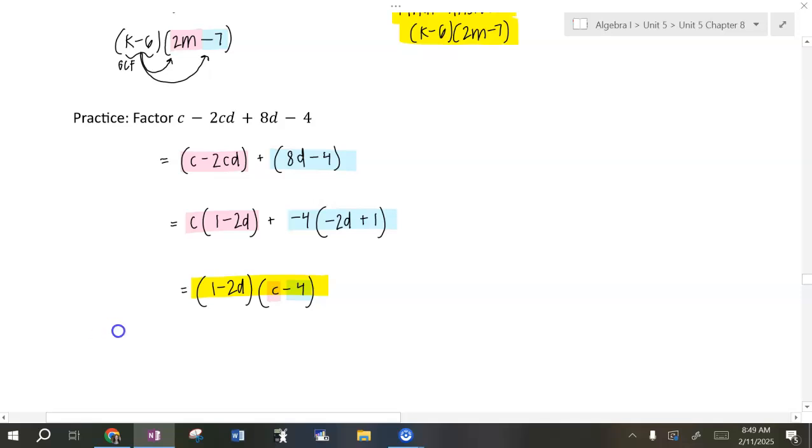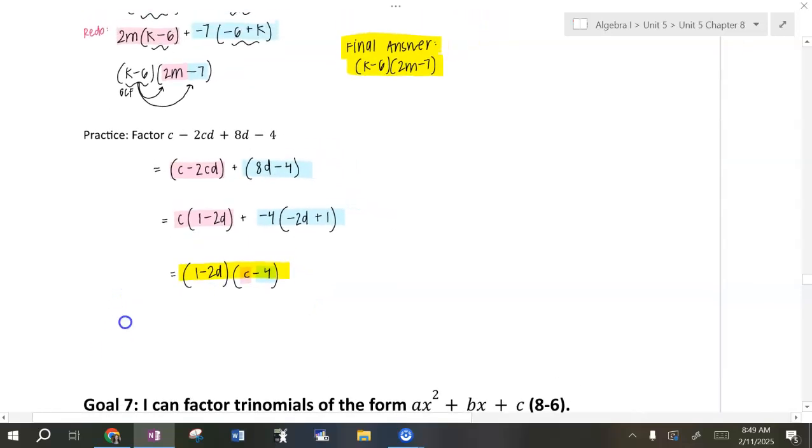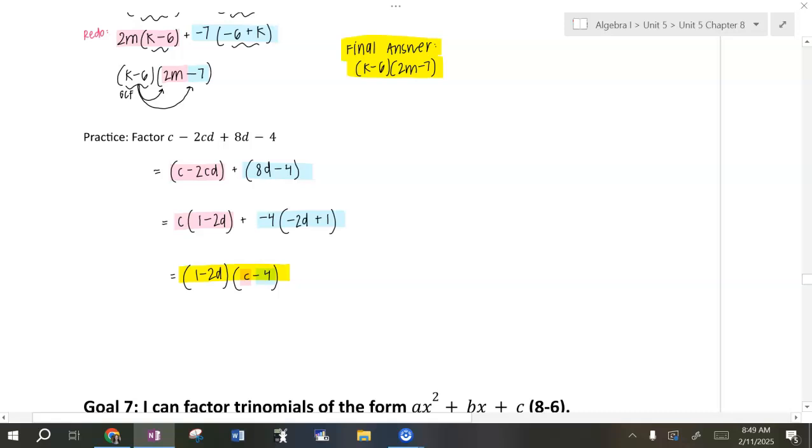I hope you guys learned a lot today. We're going to continue factoring with the same method tomorrow, but we're going to add one step in the front, so be ready for that.